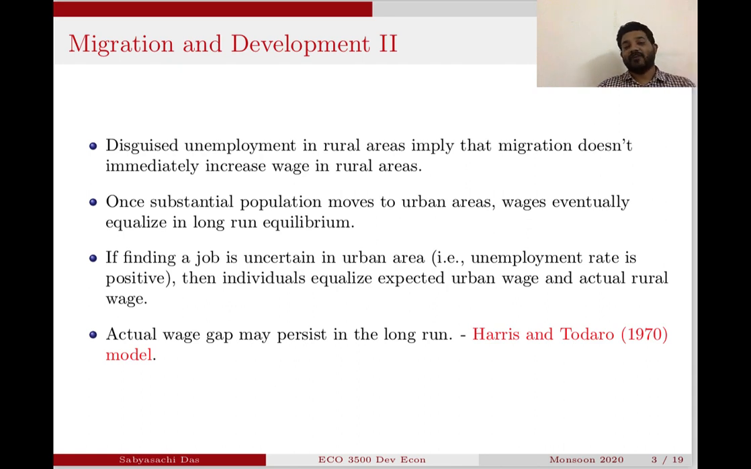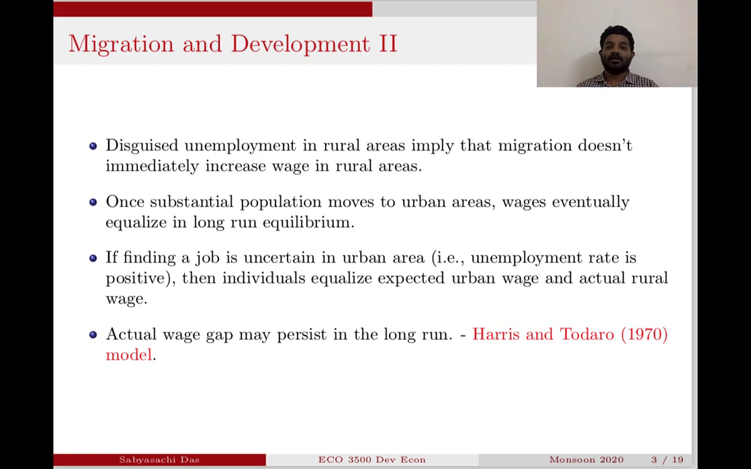So that's the idea of development, that it's a process of migration to places of prosperity, urban locations where all the modern jobs, modern manufacturing or industrial jobs are available, and that leads to equalization of the rural-urban wage gap and absorption of the disguisedly unemployed individuals into more productive employment. So that's Lewis's model.